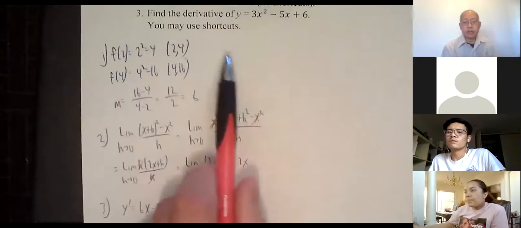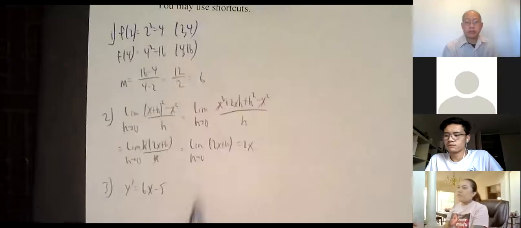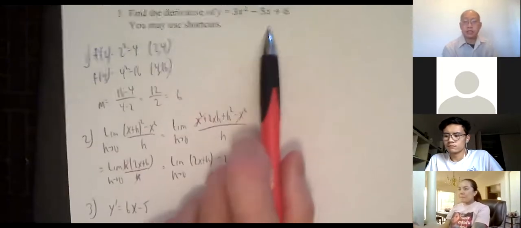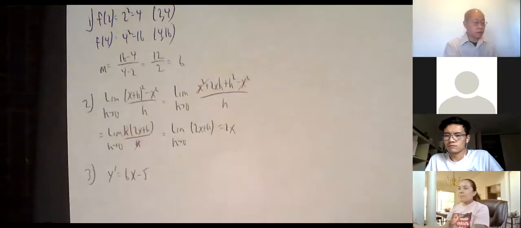For 3, you can do the shortcut, so that was very easy. 3 times 2 is 6. Subtract 1, so 6x. Derivative of negative 5x is negative 5. The derivative of 6 is 0, so just 6x minus 5. And that's about it. Okay, so that's it for the quiz.